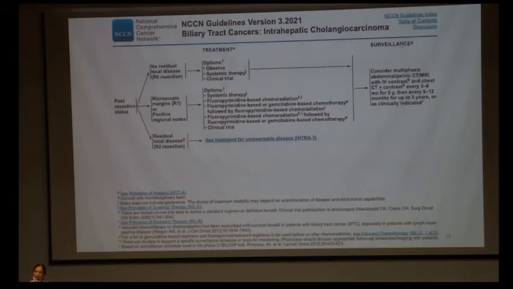And surveillance: patients who are operated go into these surveillance groups. Every 3 to 6 months, imaging in the form of CT or MRI is to be done for 2 years. After that, every 6 to 12 months for up to 5 years, whereas clinically indicated, patients are to be decided individually.